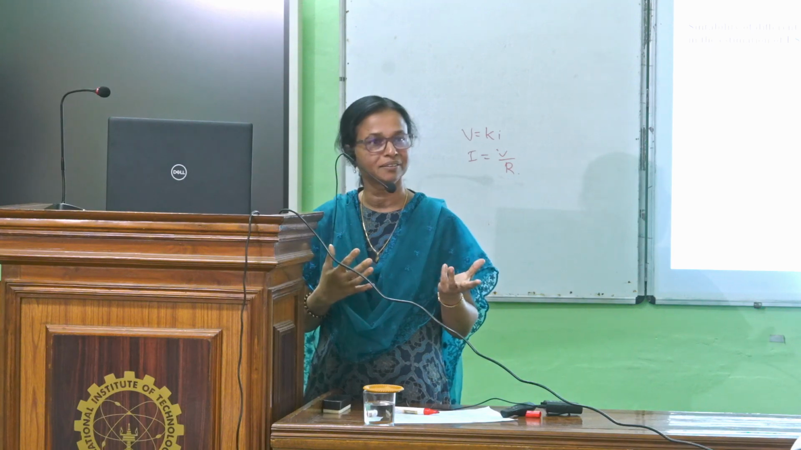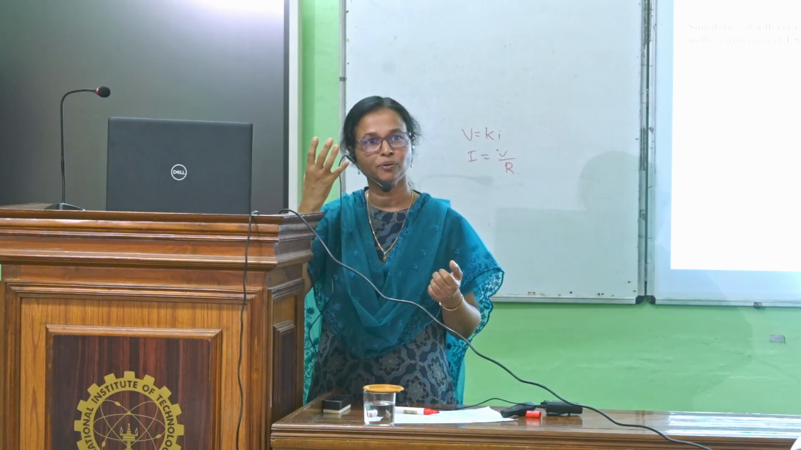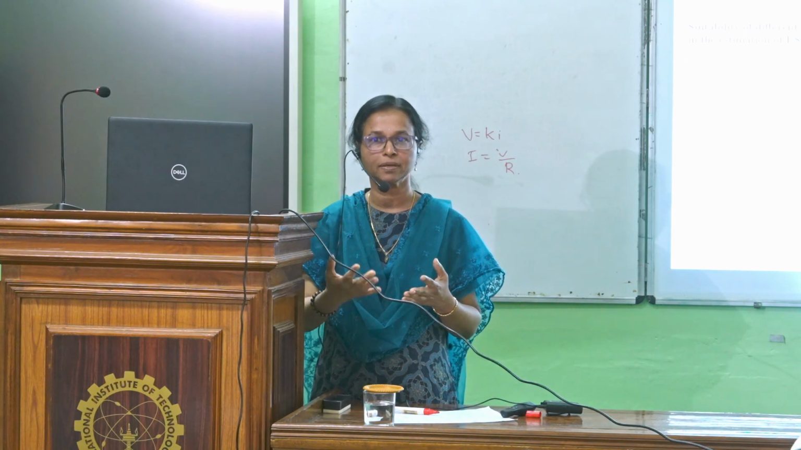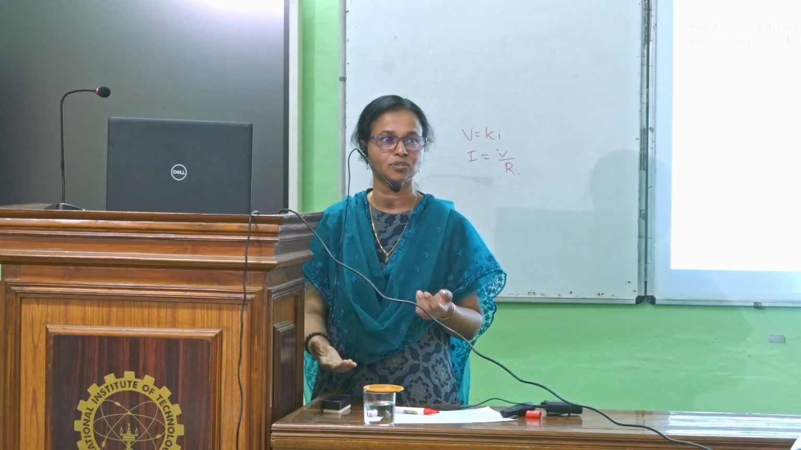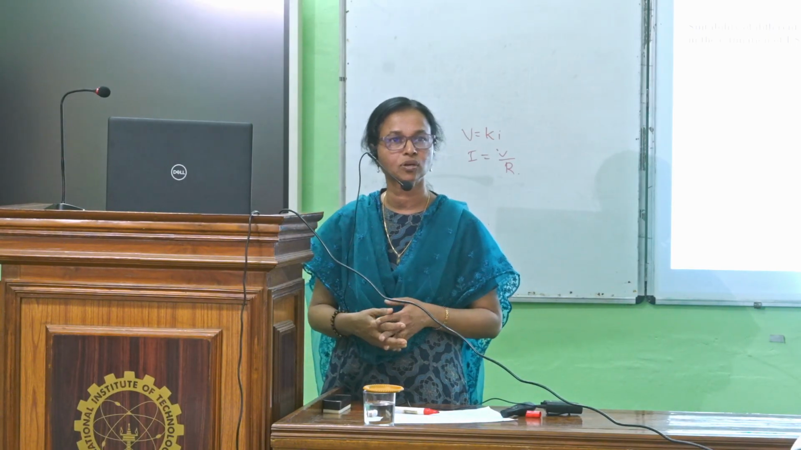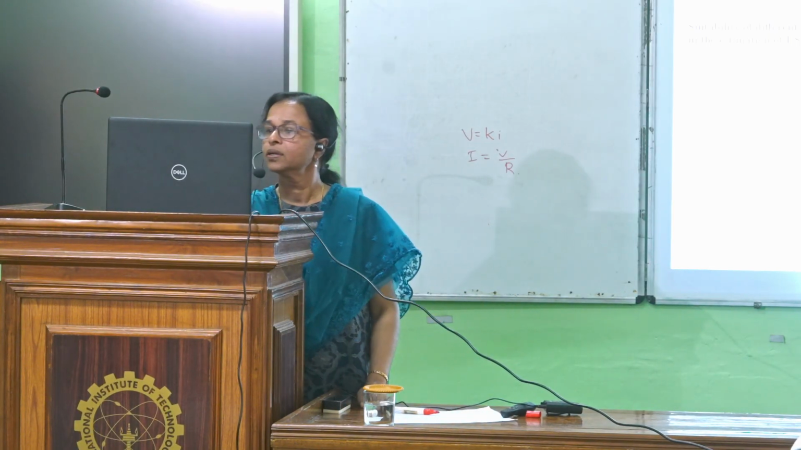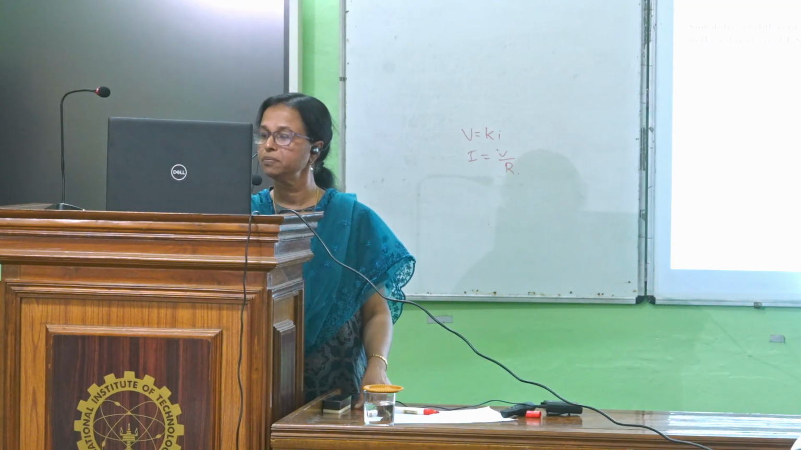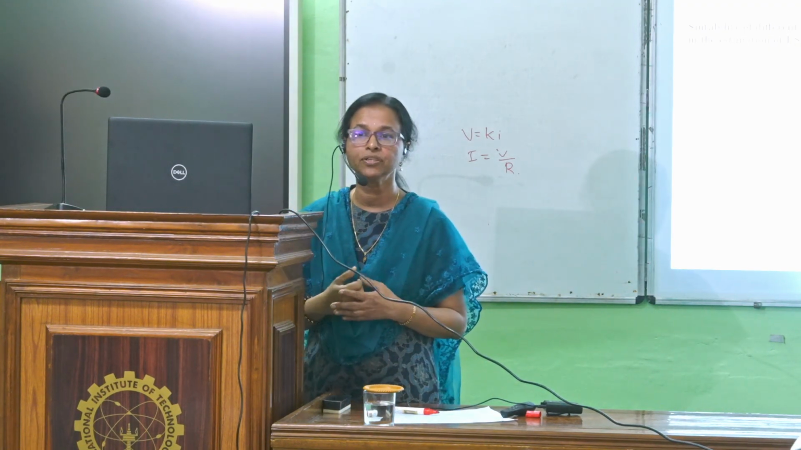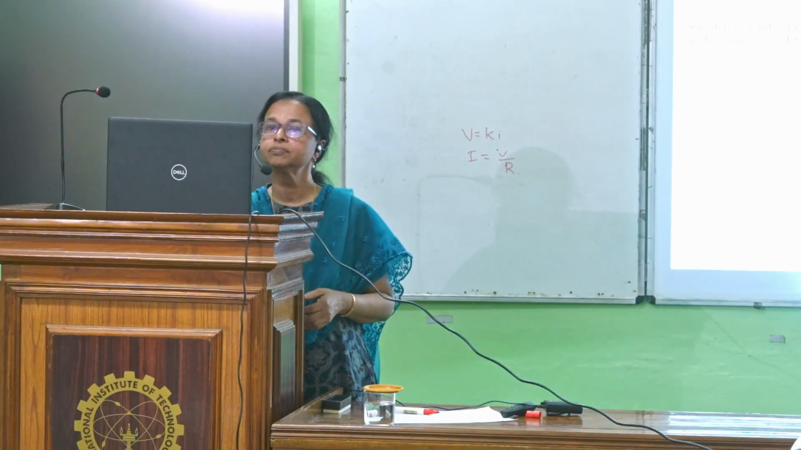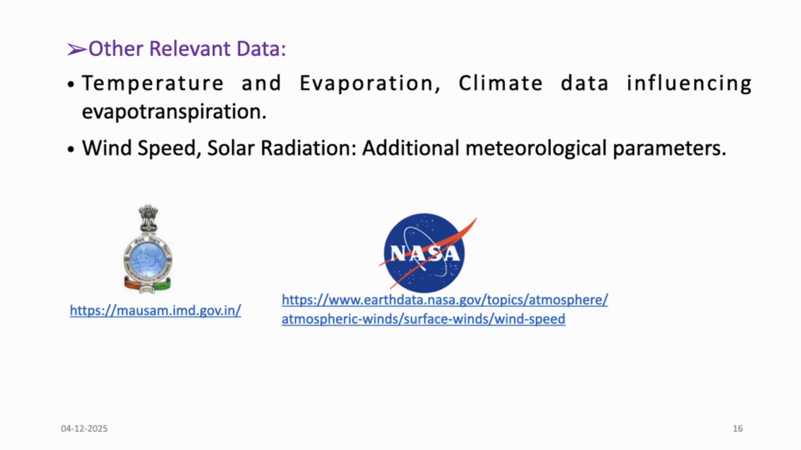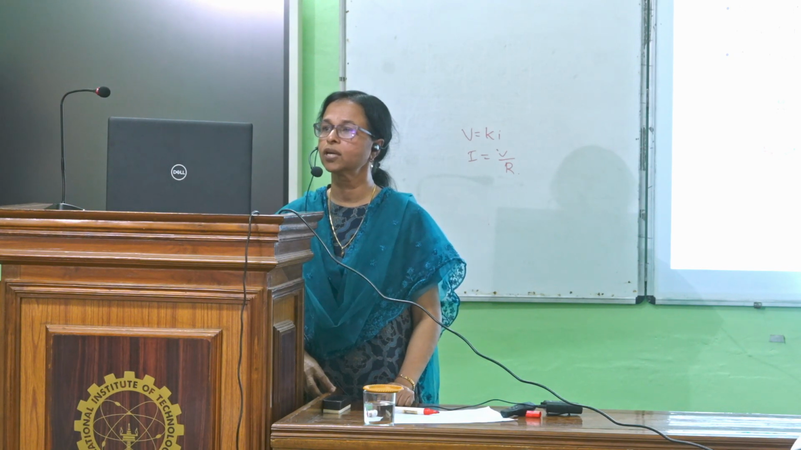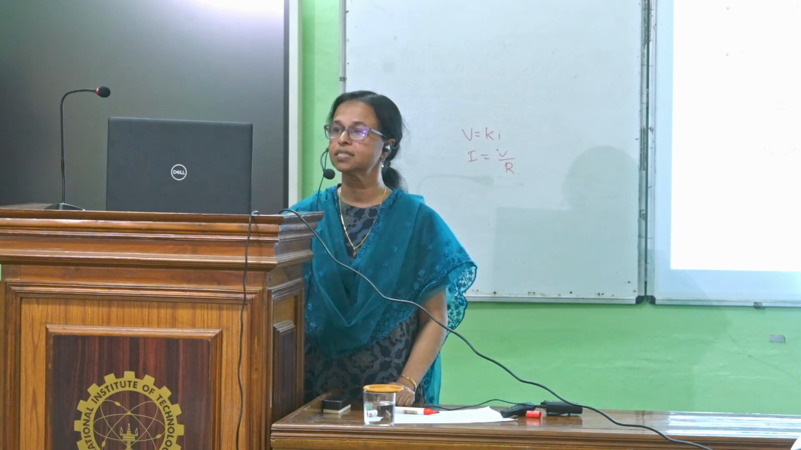So you have to check, when you consider Kerala, below, up to 4 meter, 6 meter, below mean sea level, 6 meter is okay. But 1000 and all, it is not correct values. The other maximum values are okay. But when it comes to the minimum values, the actual values, there are a lot of differences. Then other relevant data, temperature, evaporation, climate data influencing the evapotranspiration, wind speed, solar radiation, all these you can download from these websites.